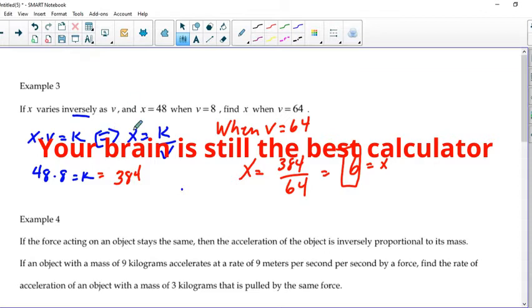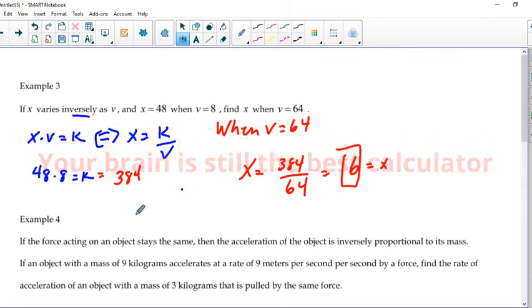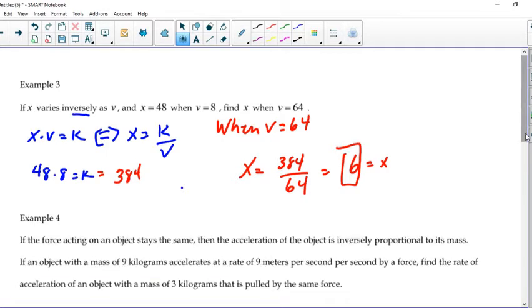Because it was inverse, we notice that v increased and x decreased by a proportion consistent with the constant. Notice that v multiplied by 8 and x divided by 8. Pretty cool.